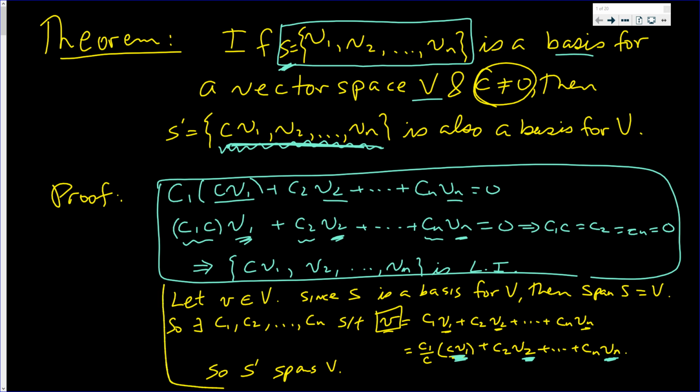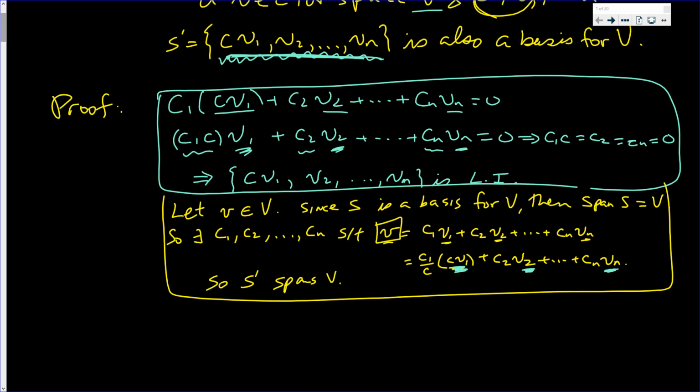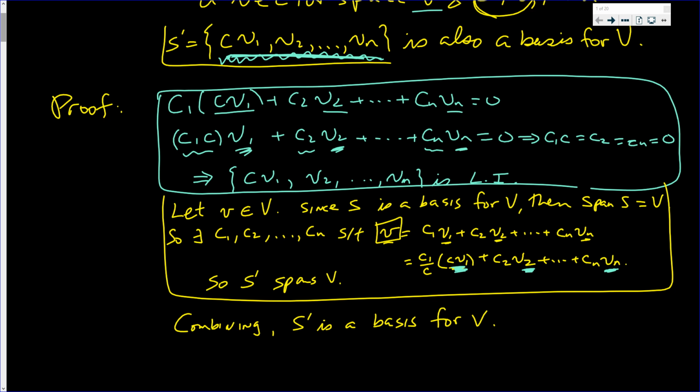Putting these two together, we have that this set S prime is a basis for V by definition. That constant doesn't do anything. In fact, we can put constants in front of all of them, or more than one, but not all.